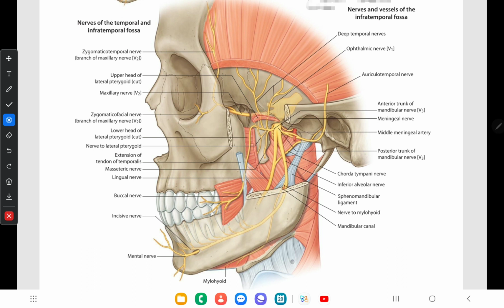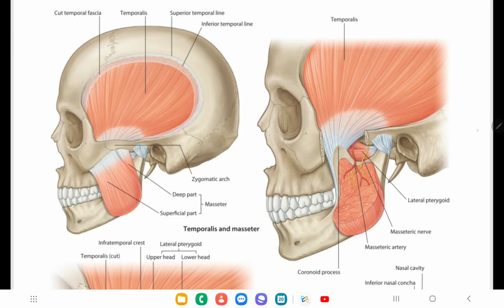Let's see what the contents of the infratemporal fossa are. The main contents are the mandibular nerve and its branches, otic ganglion, chorda tympani nerve, first and second parts of the maxillary artery and their branches, pterygoid venous plexus of veins and maxillary vein, sphenomandibular ligament, tendon of insertion of temporalis muscle, and medial and lateral pterygoid muscles. Those are the main contents of the infratemporal fossa.